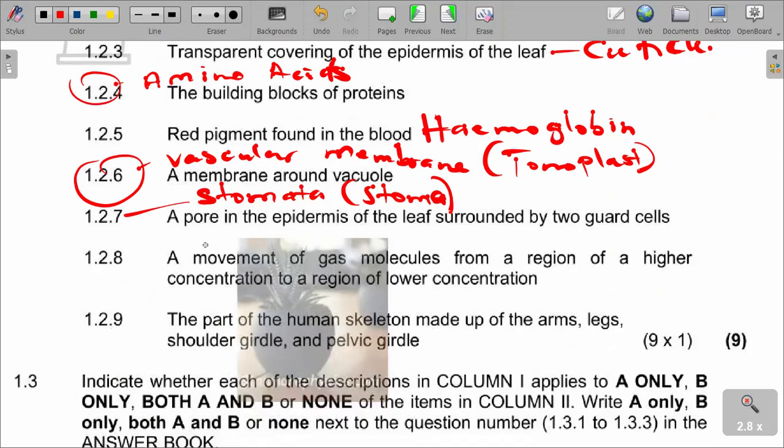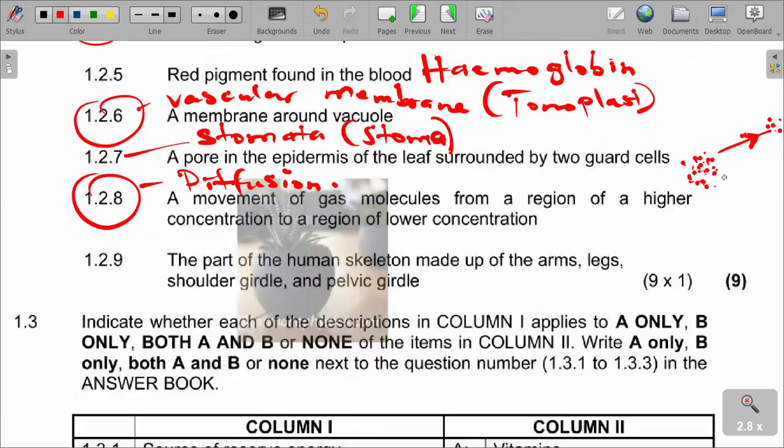The movement of gas molecules from a region of higher concentration to a region of lower concentration, we define that as diffusion. It is the general movement of molecules from higher concentration to lower concentration because of the concentration gradient. Where particles are highly concentrated, they move to where they are less. A concentration gradient affects that.